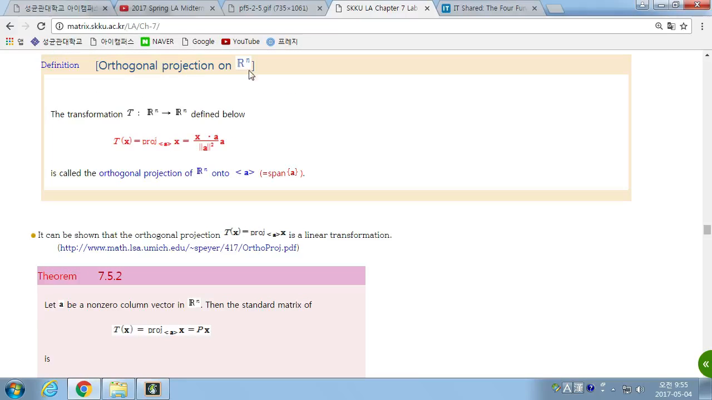Now, orthogonal projection on Rn. The transformation T defined below: T of X is equal to the projection of X onto the span of A. It is the same as this, as you have seen. This is called the orthogonal projection of Rn onto the span of A.